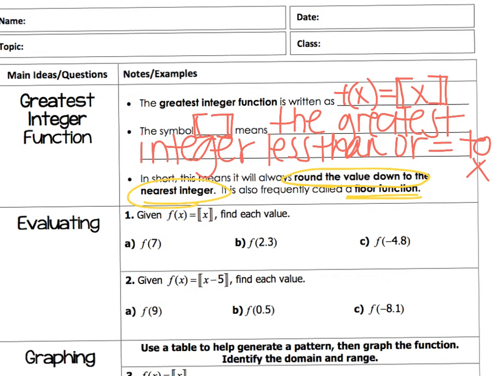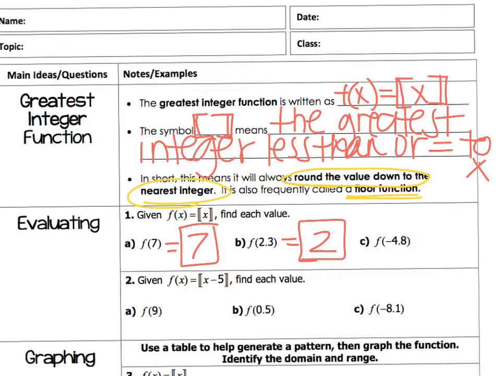So when we're evaluating, for example, number 1, given f of x equals the greatest integer of x, we want to round the value down to the nearest integer. If we evaluate this function for the x value of 7, it would just equal 7, because if we round down the whole number 7, it's just 7. Now the greatest integer of 2.3, we want to round down. So for B, it equals 2.